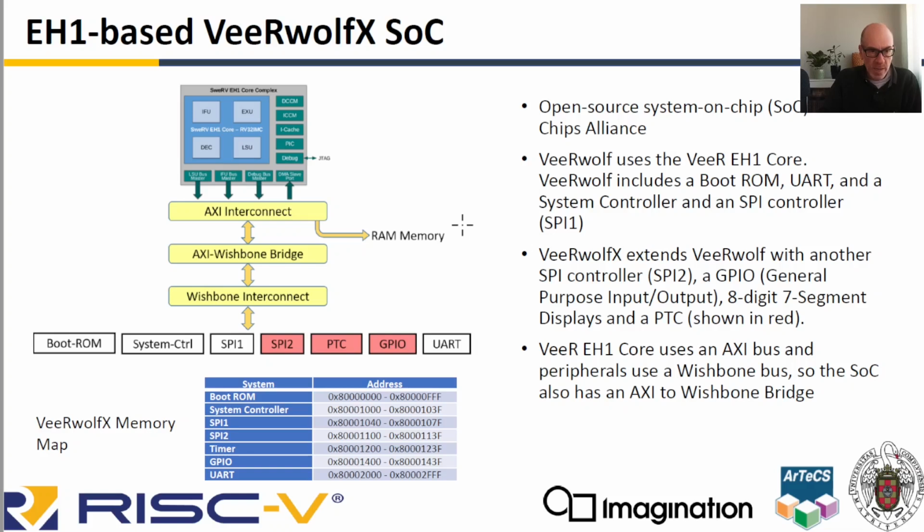The EH1 core complex is included in the VeeRwolf extended system on chip, which adds several elements to the core. Specifically, it adds a boot ROM, a system controller, an SPI controller, and a UART. And for RVfpga, we've included some extra controllers such as another SPI, a PTC, and a GPIO. The peripherals use a Wishbone interconnect, so an AXI to Wishbone bridge is also necessary.